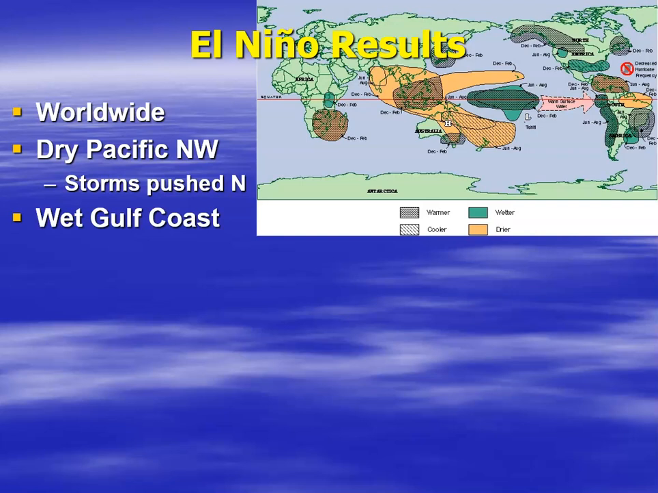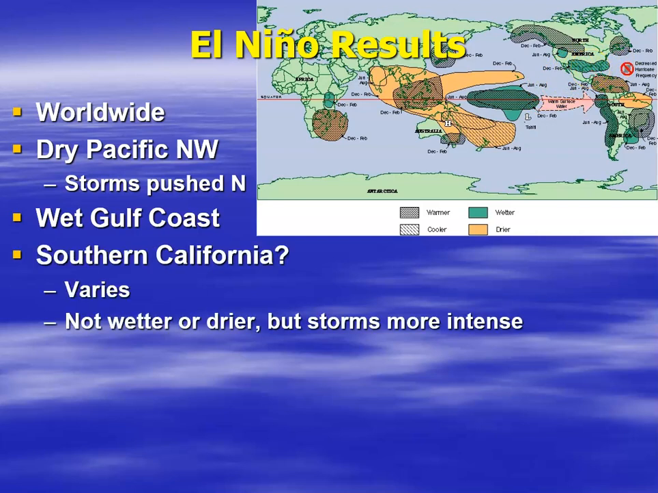So the Gulf will get some of the storms. They'll come across the warmer water and then come through here. They'll go across Mexico like this. So they get a wet Gulf Coast, and Southern California, who knows?